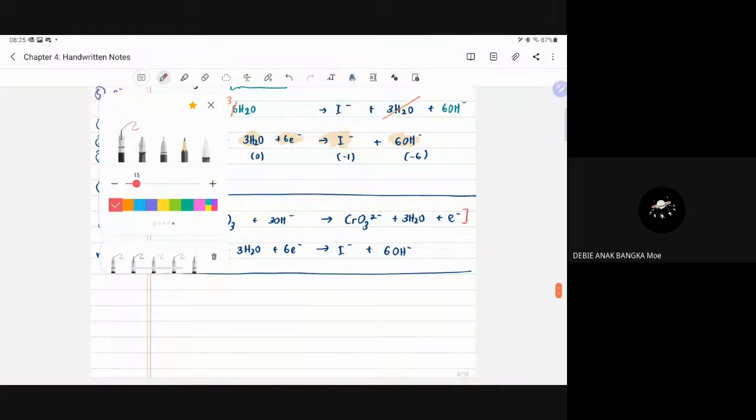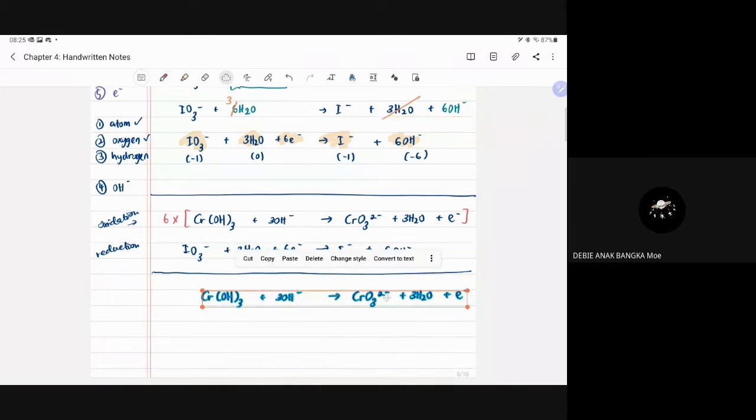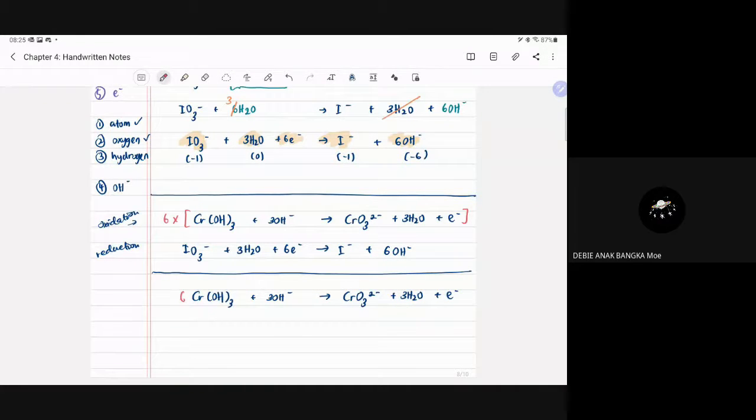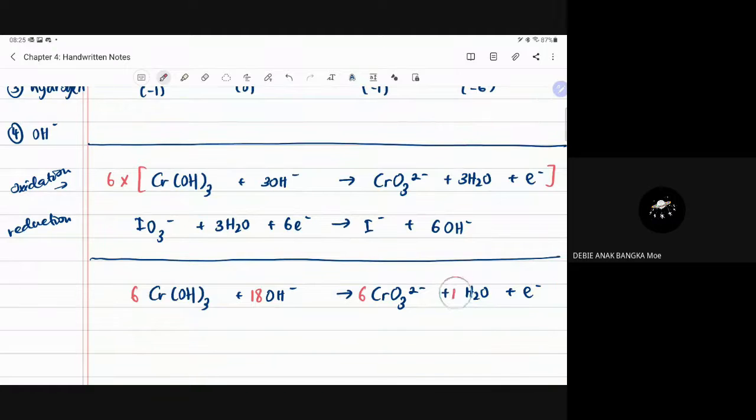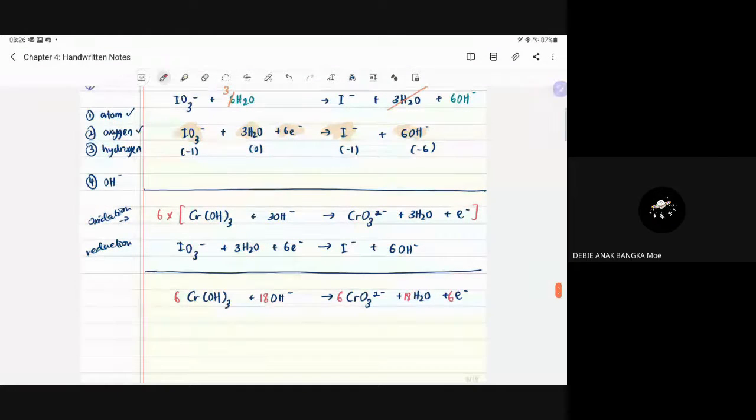Jadi, kita akan dapat ini adalah 6. Ini 6 kali 3, 18 OH minus. Okay, and then kita ada 6 dekat sini. And then 18 juga. And then ini 6 elektron. Okay, sebab kita darab 6 semua. Sebab satu elektron 6. So lowest common multiple is 6. So kamu darab dengan 6.